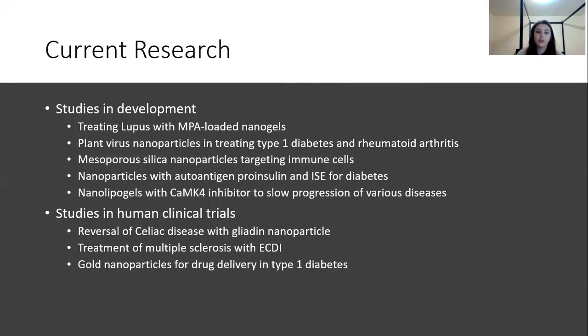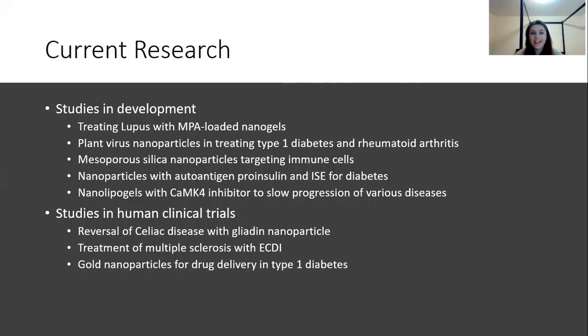And then studies currently in human clinical trials, as I was talking about earlier: the reversal of celiac disease with gliadin nanoparticles. With celiac disease, the patient cannot tolerate gliadin due to the loss of T lymphocytes that are gliadin specific. These lymphocytes recognize gliadin and help the body digest and process it. So this study is essentially inducing tolerance in the immune system.